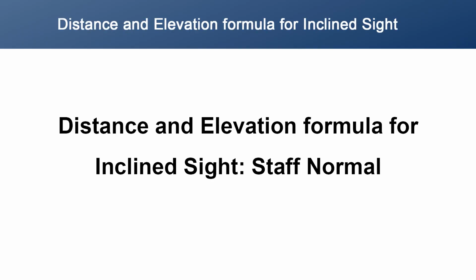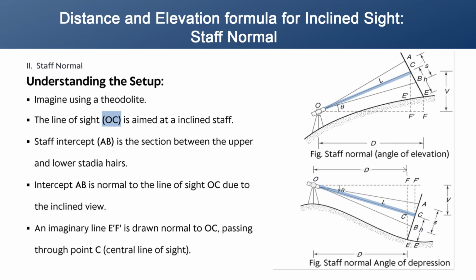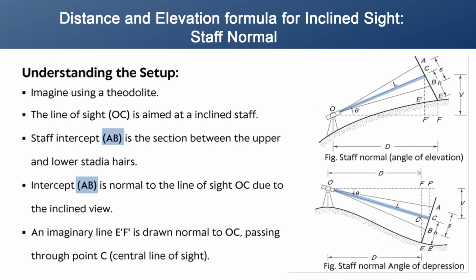Now, moving to the next case, that is when the staff is normal. Let us understand the setup here. Imagine you are using a surveying instrument and your line of sight OC is inclined either upward or downward. The staff intercept AB is a section between the upper and the lower stadia hair, and intercept AB is normal to the line of sight OC due to the inclined view.